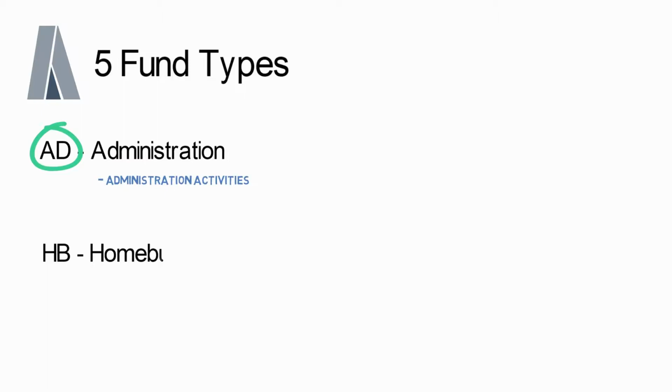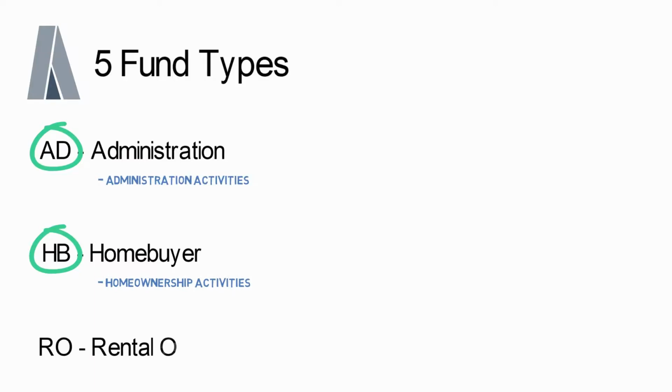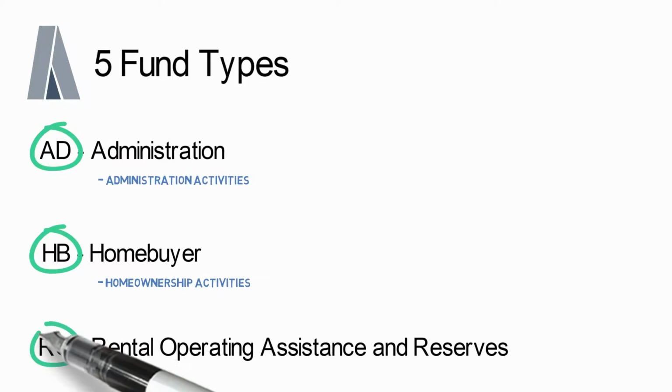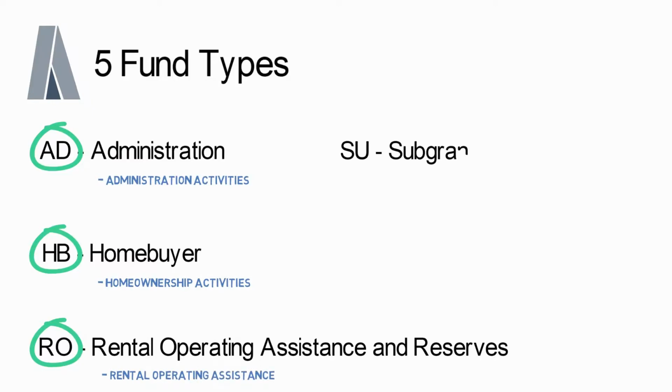AD, administration. AD funds are intended for administration activities. HB, homebuyer. HB funds are intended for homeownership activities. RO, rental operating assistance and reserves. RO funds are intended for rental operating assistance. SU, subgrant. SU funds are intended for rental housing activities undertaken by an HTF subgrantee.